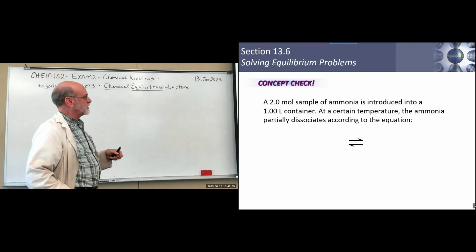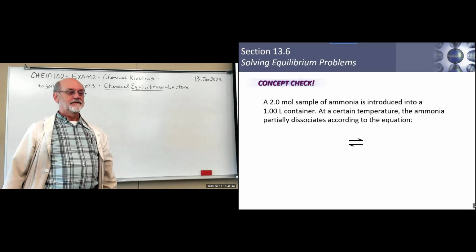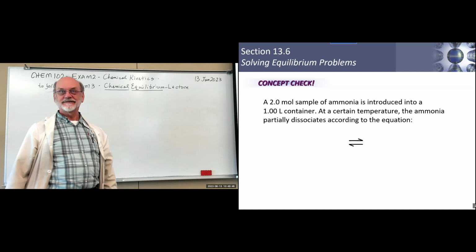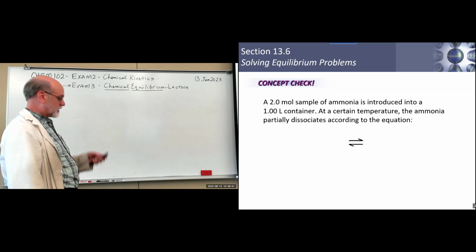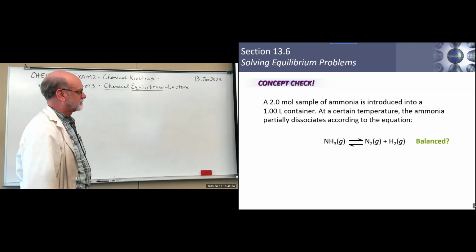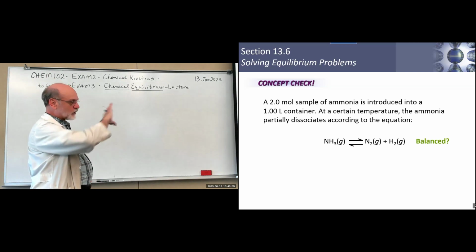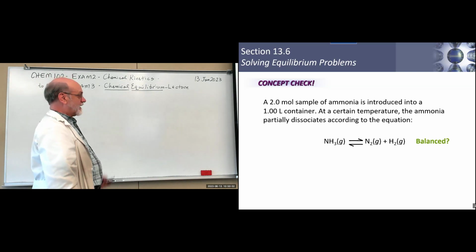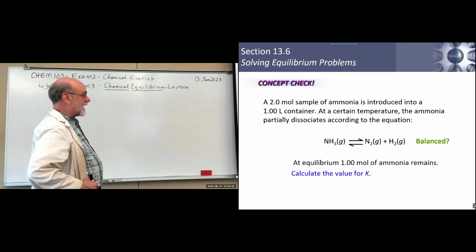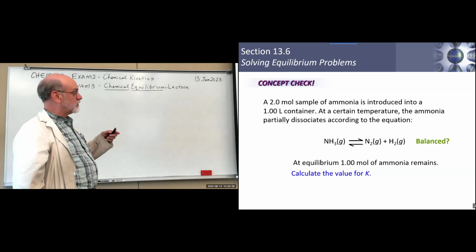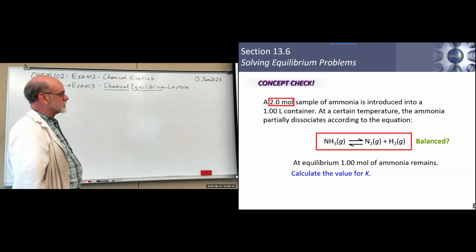A 2 mole sample of ammonia is introduced into a 1 liter container. So what's its concentration? 2 molar, 2 moles per liter. At a certain temperature, the ammonia partially dissociates according to this equation. Okay, so this one is going backwards from the Haber process. We flip the equation. Is it balanced? No. You have to balance it first. And then at equilibrium, we're told that 1 mole of ammonia remains. So we balance that equation.